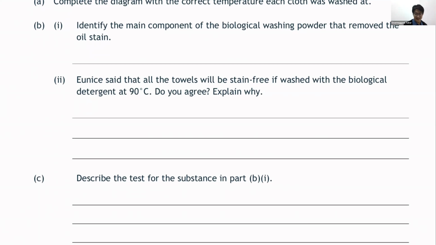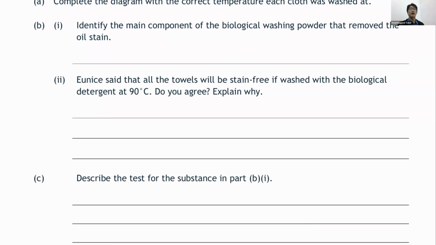Hey, very good. I'd like to give myself a pat on the back as well because everybody chose ethanol emulsion, right? Well done. Everybody chose the wrong answer together. Read the question properly. Describe the test for the substance in B part 1. What do we put in B part 1?